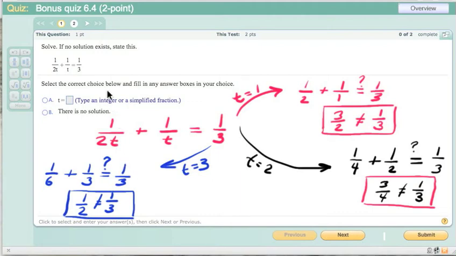Well, hello everybody. As you can see, I'm in the bonus quiz here for 6.4. This is the moment in the chapter when we no longer deal with simplifying expressions and we jump to solving equations, rational equations. And here is the rational equation. I've written it slightly larger here in red.